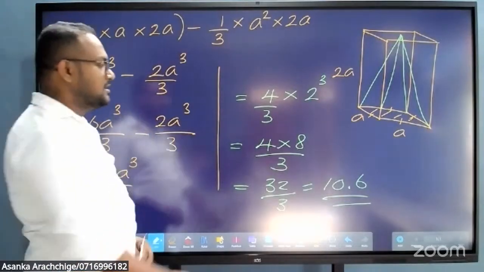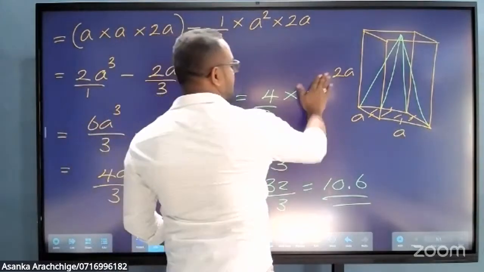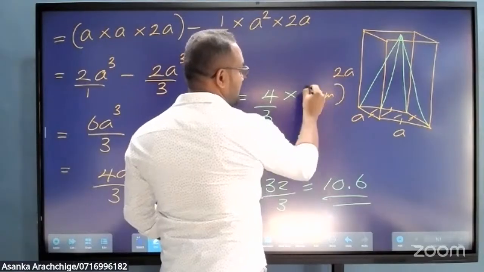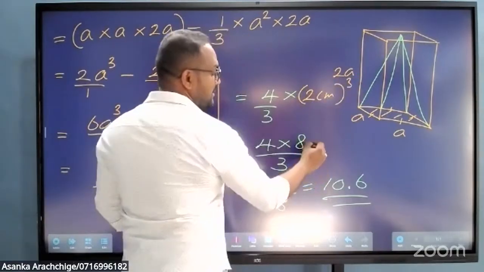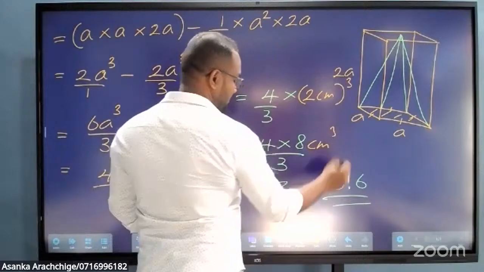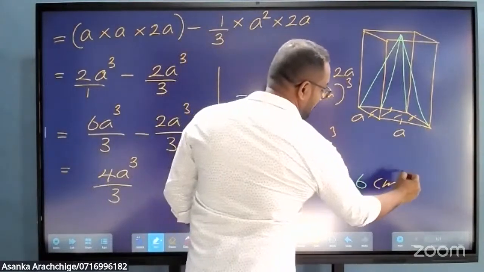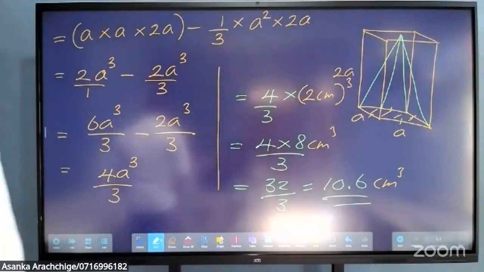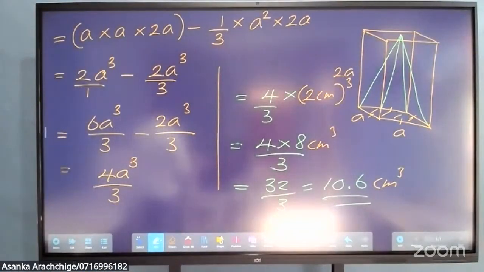So that is 2 centimeters. 2 centimeter cube. That is 8 cubic centimeters. Cubic centimeters. Got it?